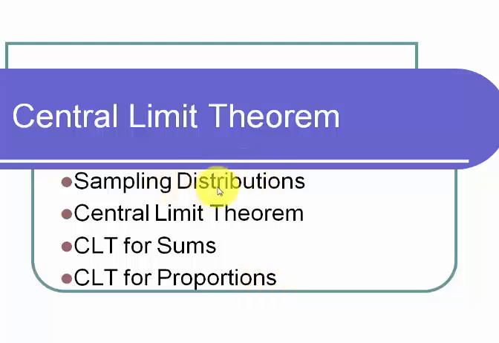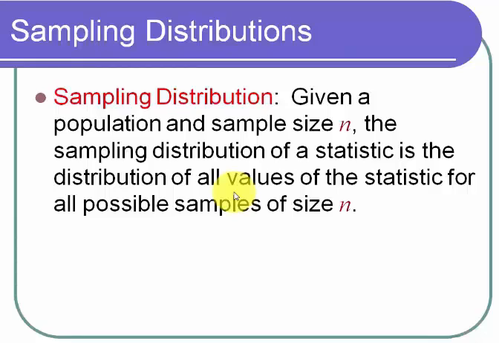First, let's define sampling distributions. So here's how it works. For a sampling distribution, what we say is that given a population and sample size n, the sampling distribution of a statistic is the distribution of all values of the statistic for all possible samples of size n.